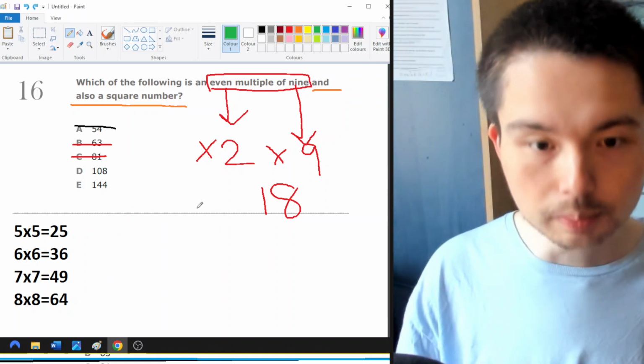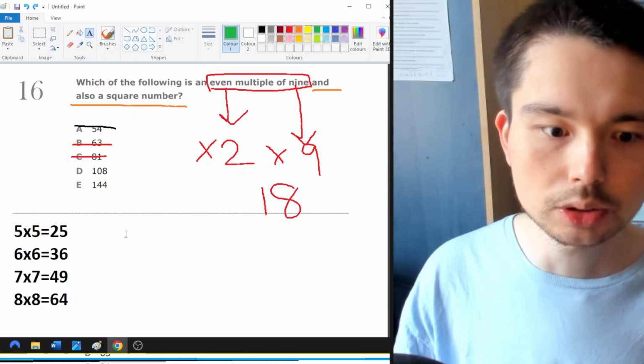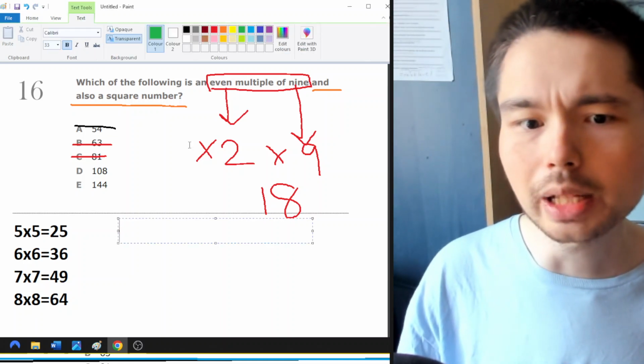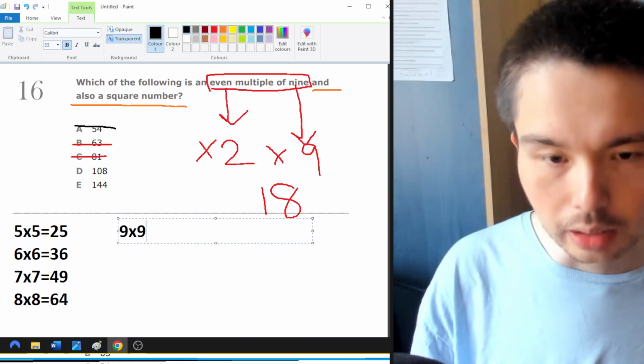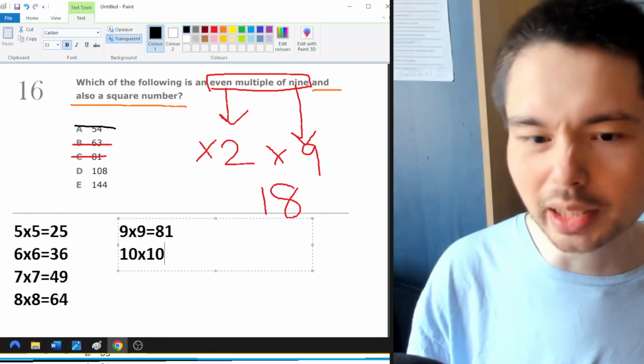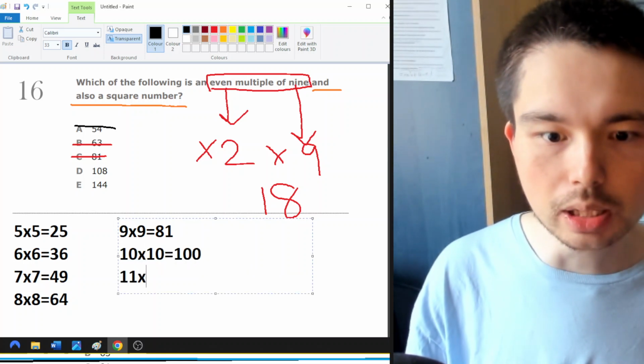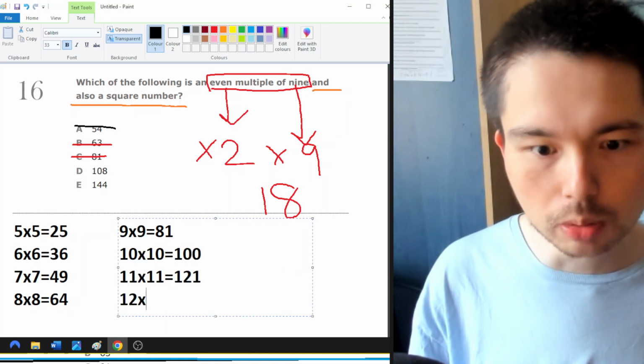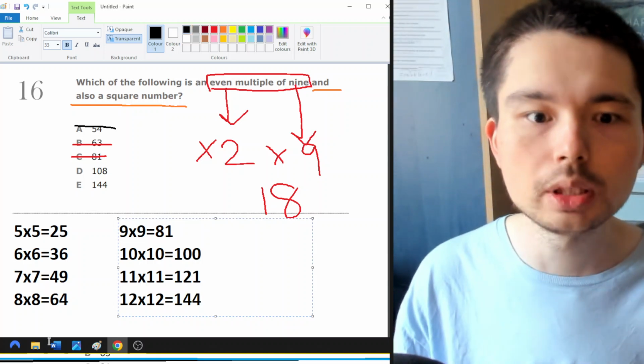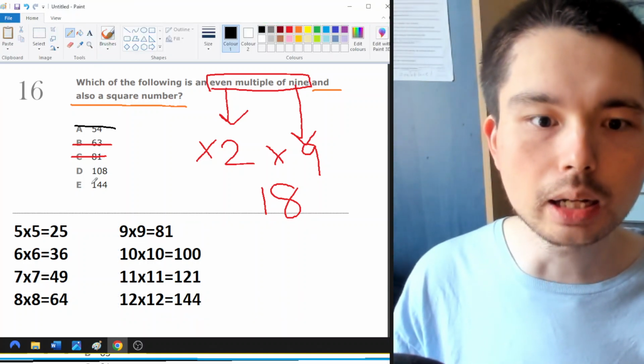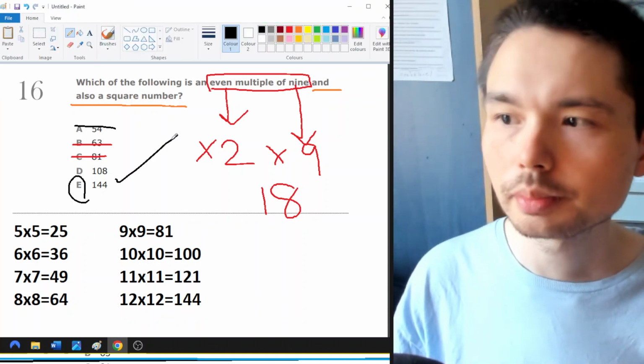Do you know which one? So I'll go from 100 just to help you. Now, I'm almost there, mate. Don't be lazy. 9 times 9 is 81. Keep going, man. Just keep going. 11 times 11, 121. Keep going. 12, 144. Good stuff. E is the answer. Done. Next question.